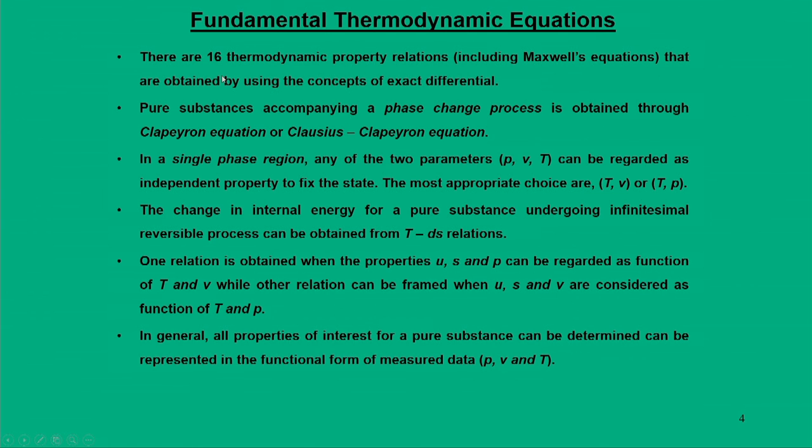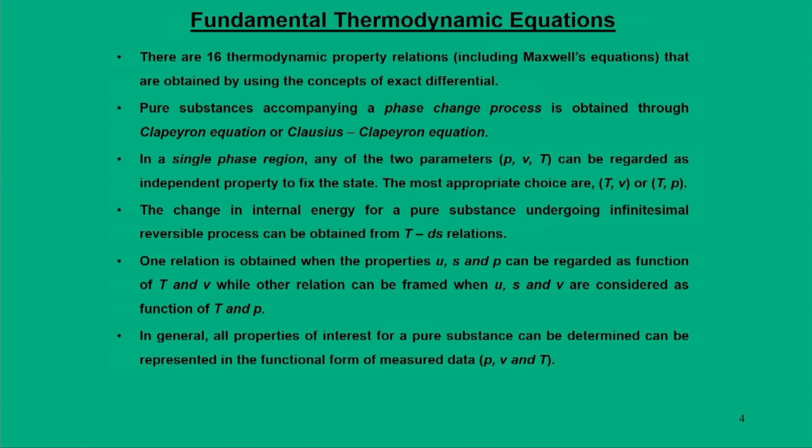So, till this point of time, we know that classical mathematical concepts have been used to obtain 16 thermodynamic property relations, that include Maxwell equations, and all these equations use the concept of exact differentials. Then we applied these equations to pure substances that undergo phase change processes. There we derived the Clapeyron equation and the Clausius Clapeyron equation. Now, when we apply these relations for single phase regions, we require at least 2 state coordinates out of pressure, volume and temperature, and the most appropriate choice among these 3 is either temperature and volume or temperature and pressure.